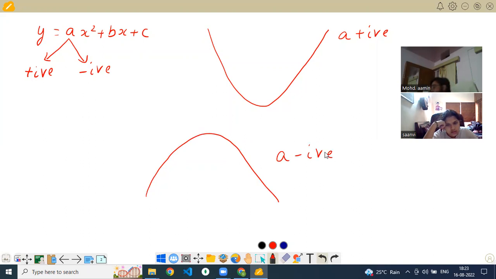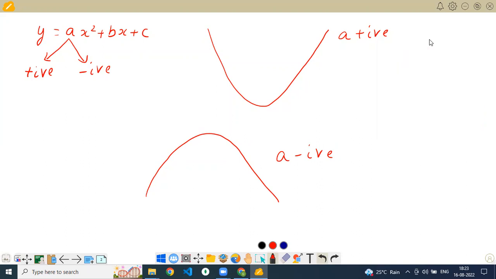I'm not putting x-axis and y-axis anywhere. The x-axis, y-axis can be anywhere. What is the shape of the parabola telling? If A is positive, the parabola is opening upwards. And if A is negative, the parabola is opening downwards. That is the only thing which I am trying to explain here.